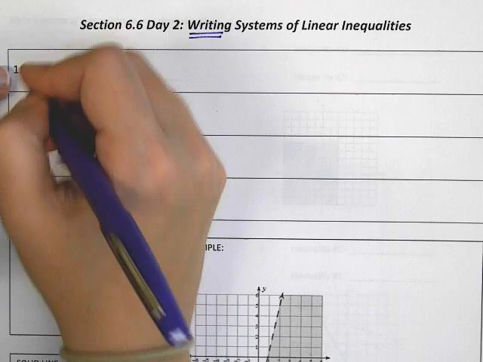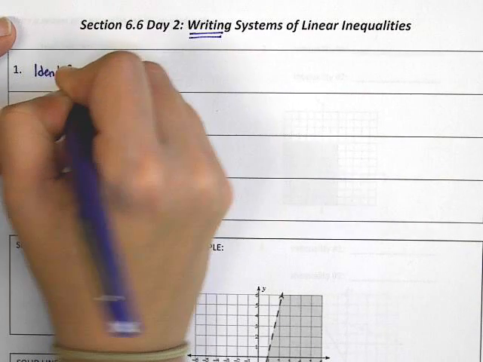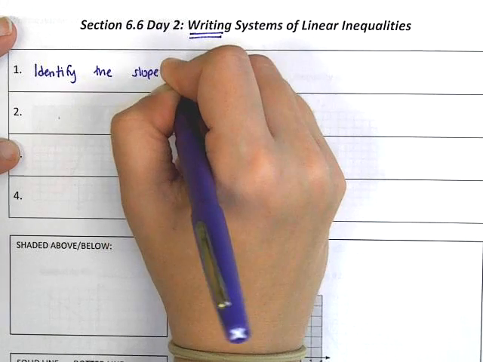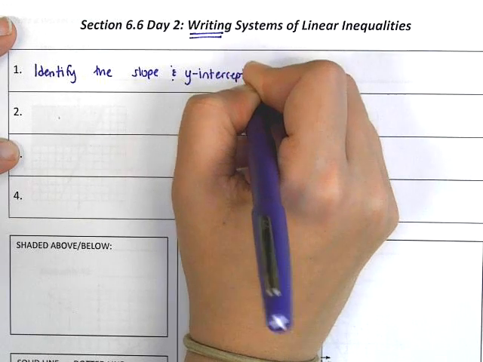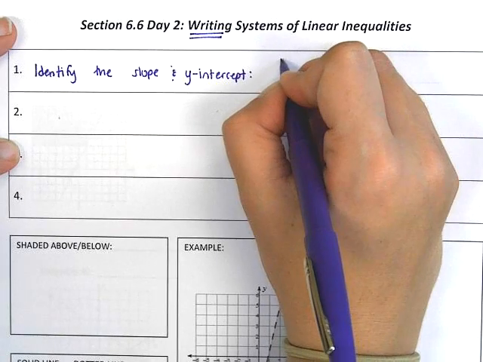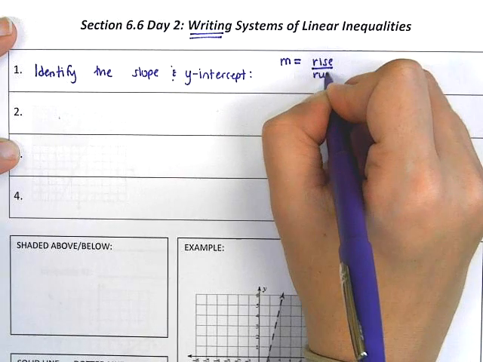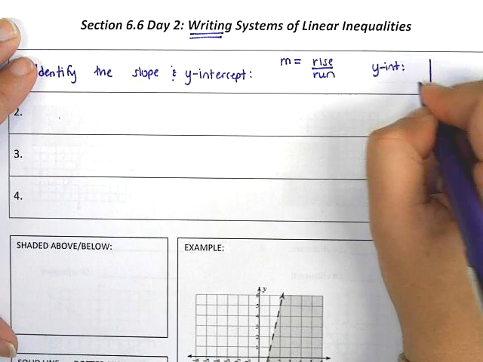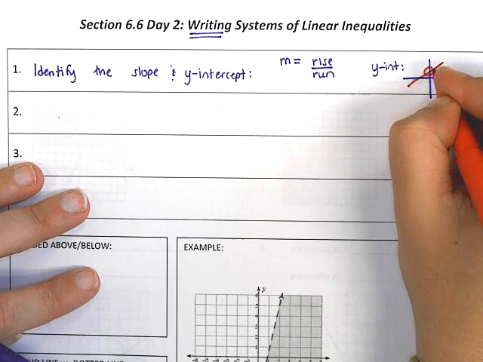The first step is going to be to identify the slope and the y-intercept. Now, just as a reminder, the slope is going to be rise over run, and the y-intercept is going to be the place on the graph where the line crosses the y-axis.